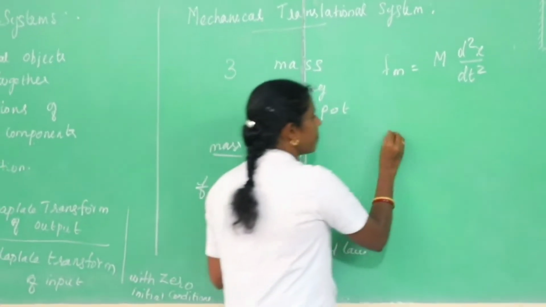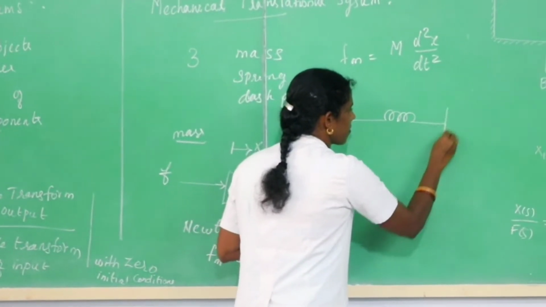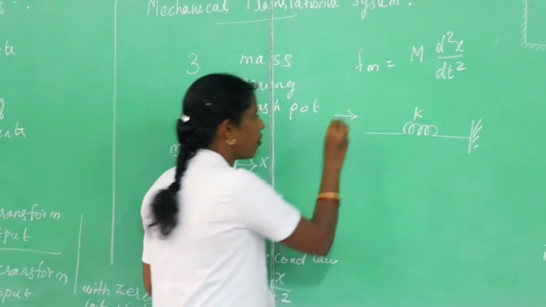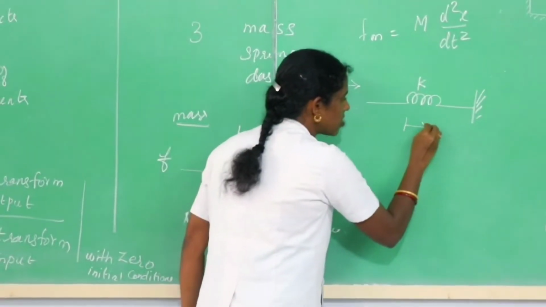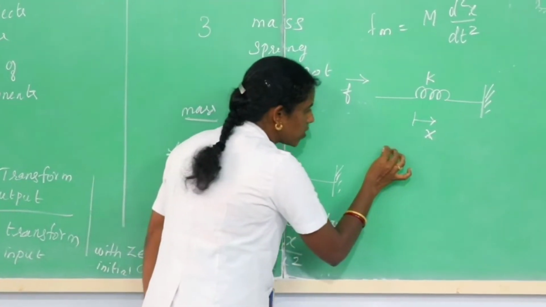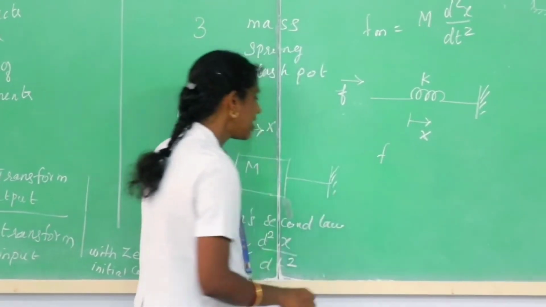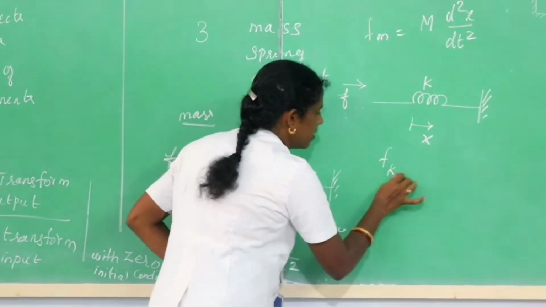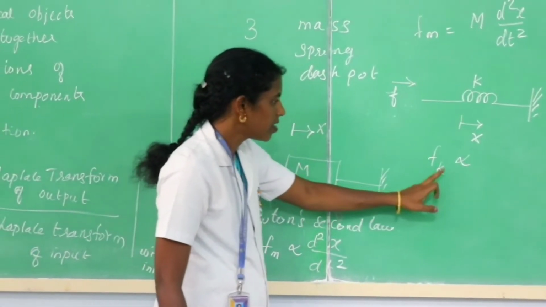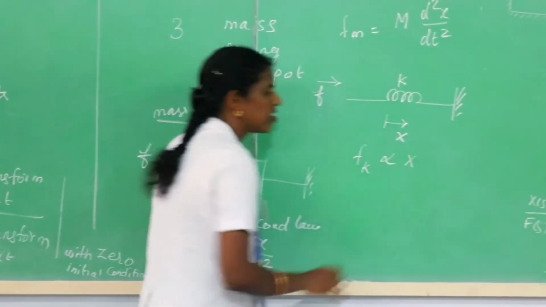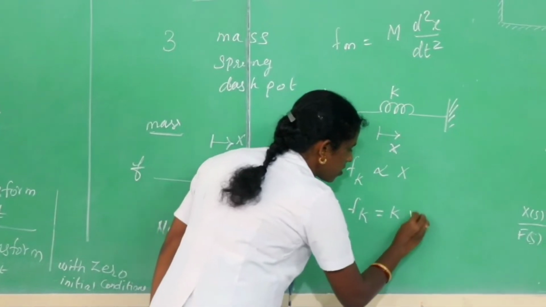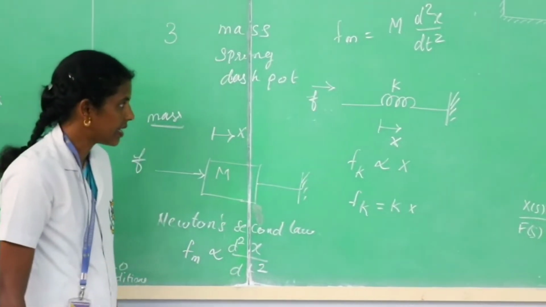Similarly for the spring, it is denoted as K, and if we apply the force F, it also has some displacement, considered as X. By using Newton's second law, Fk, the opposing force of the spring, is proportional to the displacement. To remove the proportionality constant, we have K into X.